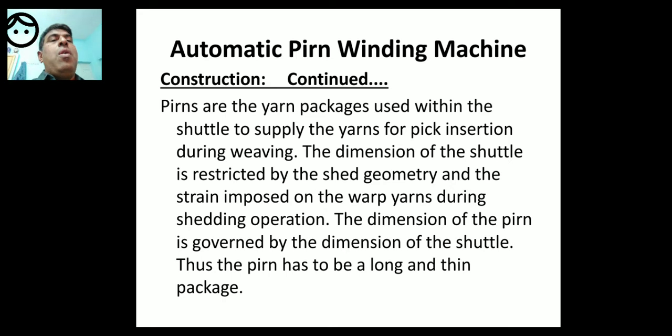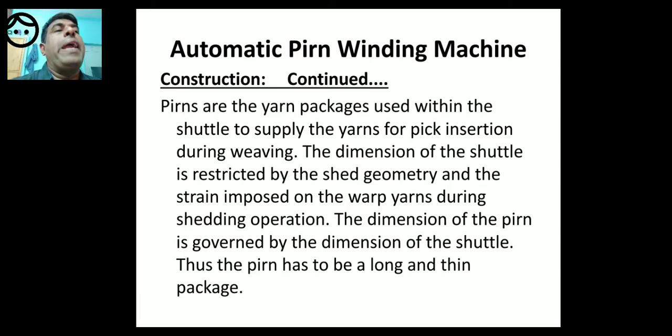Construction continued. Puns are the yarn packages used within the shuttle to supply the yarns for quick insertion during weaving. The dimension of the shuttle is restricted by the shed geometry and the strain imposed on the warp yarns during shedding operation. The dimension of the pun is governed by the dimension of the shuttle. Thus, the pun has to be a long and thin package. So, this is about how puns are built and what the dimensions of the pun are.